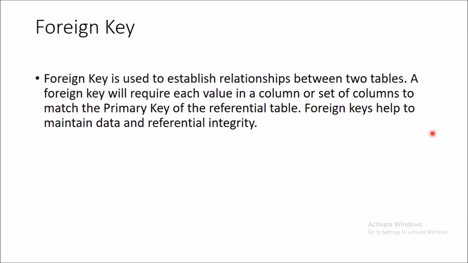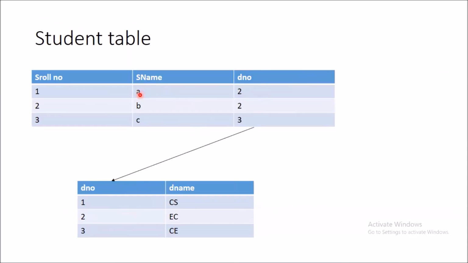Now next is foreign key. A foreign key is used to establish a relationship between two tables. A foreign key will require each value in a column or set of columns to match the primary key of the other table, or you can say the referenced table. Foreign key helps us to maintain data and referential integrity. Here you can see in this example, there are two tables. One is a student table, another is a department table. And here department number is a foreign key because it is a primary key of the other table. And using this department number, we can relate both tables. I hope you understand what is a foreign key.